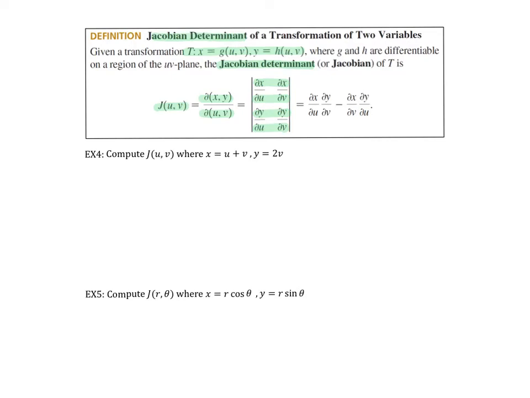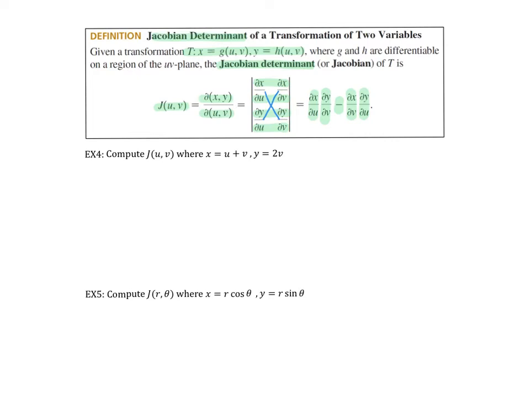When we compute this determinant, it's the cross product where you take your partial derivatives and multiply across, subtract, multiply across, which is what we have after the equal sign. It's the partial derivative of x with respect to u times the partial derivative of y with respect to v, subtract the partial of x with respect to v times the partial of y with respect to u.